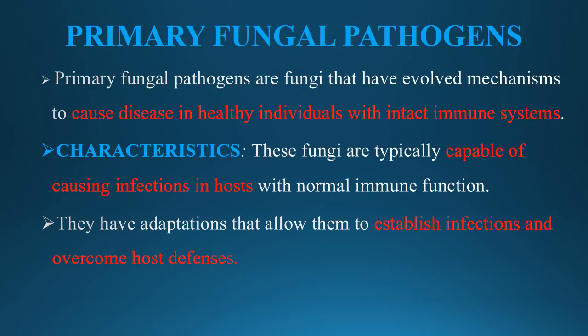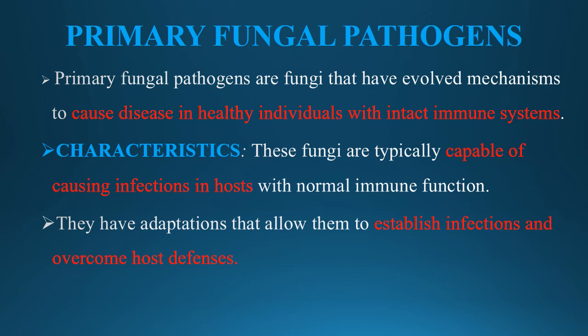Primary fungal pathogens. Primary fungal pathogens are the fungi which have evolved mechanisms to cause disease in healthy individuals with an intact immune system. The characteristics are: these fungi are typically capable of causing infection in hosts with normal immune function. They have adaptations that allow them to establish infections and overcome host defenses. Infection in healthy individuals: they may cause infection in individuals who are otherwise healthy. These fungi have the ability to infect and cause disease in hosts with a normal immune system.